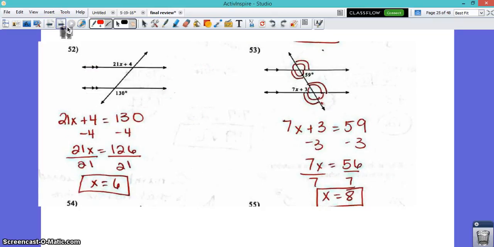52 and 53, again, all you're doing here is just setting these equal to each other. So 21x plus 4 is equal to what? 130. And this is a great example for me to show you what I was talking about. This right here is an obtuse angle. Obtuse. So they are more than likely equal to each other. Even if you don't know the rules about vertical angles and everything else, you can just look at those and tell. These are acute, so they are equal to each other.